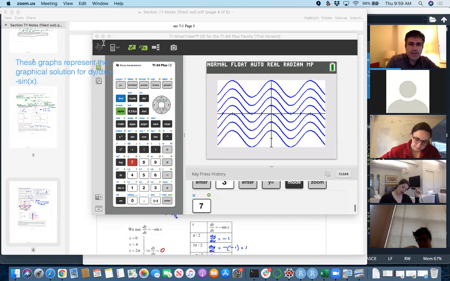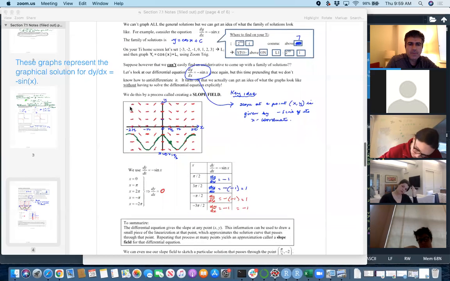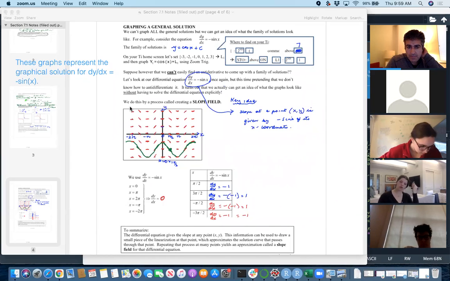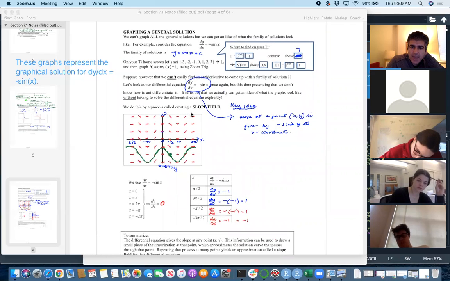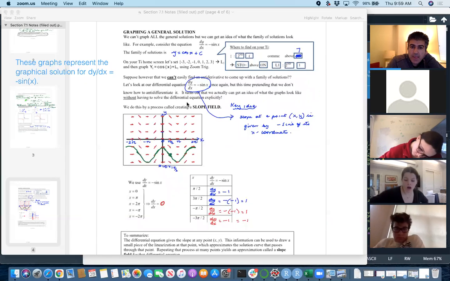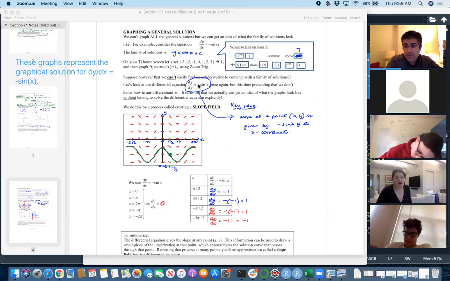Now, let's go back to the notes. Sometimes you can't do it as easily as we just did for negative sine x. When you can't, we do something called a slope field. So again, let's look at the differential equation, dy over dx equals negative sine x. But this time pretend that we don't know how to find the antiderivative. Again, we know it's cosine x plus c, but let's just pretend you didn't know that. So how would you draw the graphical solution for this differential equation?